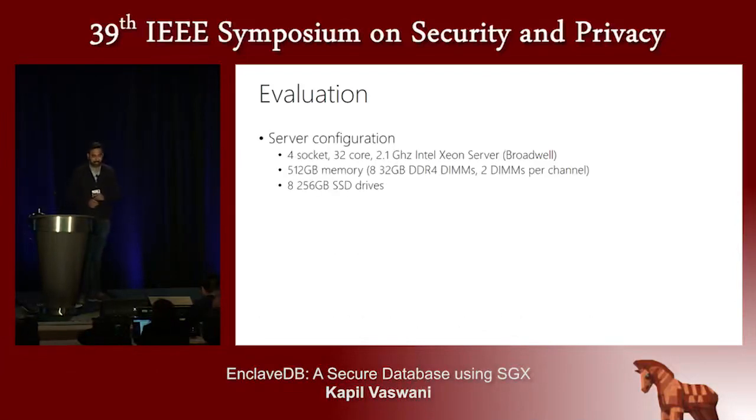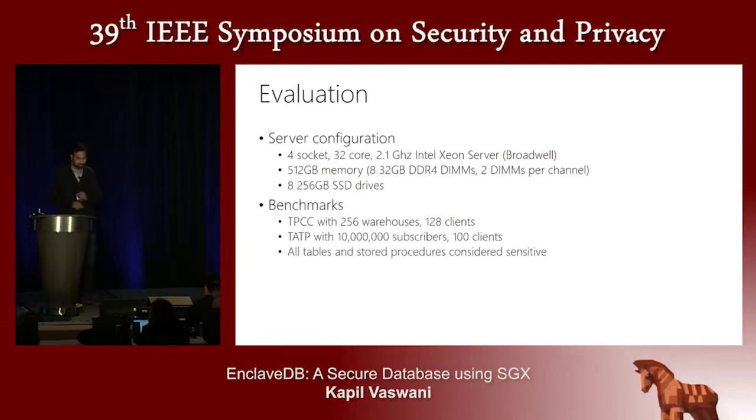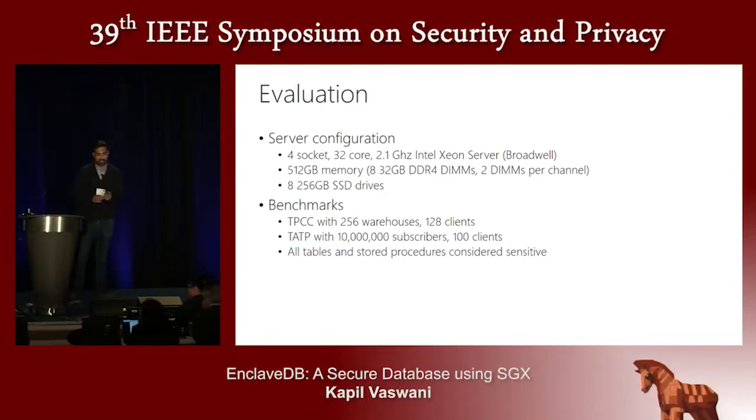So let me quickly describe the evaluation. We evaluated our design using a very high-end server configuration. We have 4 sockets, 32 cores, 512 gigabytes of memory, and a disk that is striped 8 ways, 256 gigabytes each. We have 2 standard database benchmarks, TPCC and TATP.